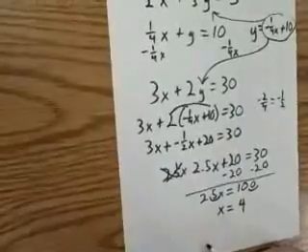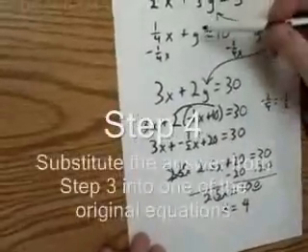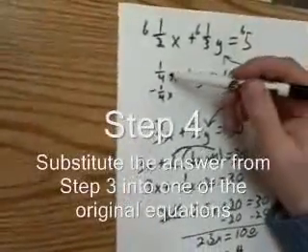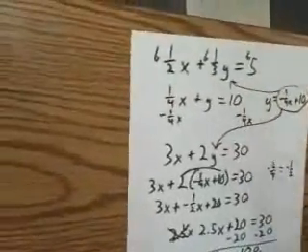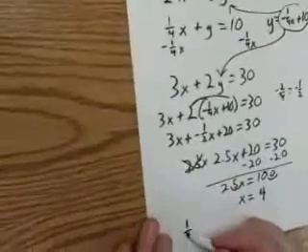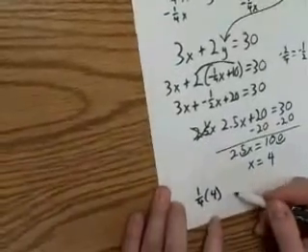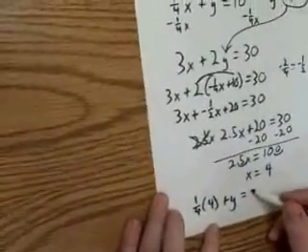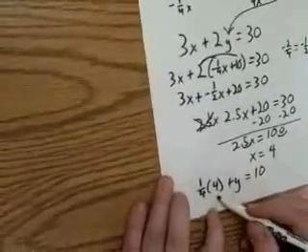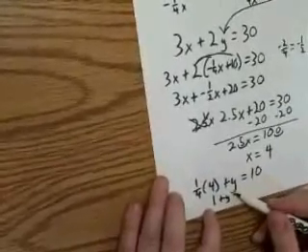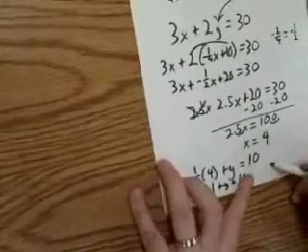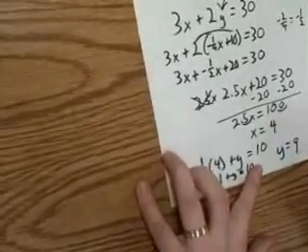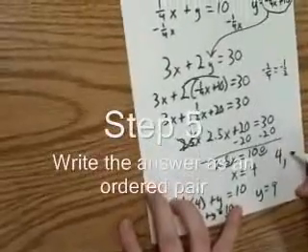Now that I've got x equals 4, I'm going to go all the way back up to the top and put it into one of my equations. I'm going to choose this one because when I take 1/4 times 4, it's going to pretty much eliminate. 1/4 of 4 plus y is equal to 10. 1/4 of 4 is 1 plus y equals 10. I subtract 1 from both sides of my equation. Y is equal to 9. X is 4, y is 9.